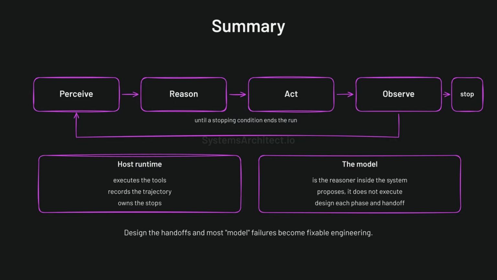An agent loop repeats perceive, reason, act, and observe until a stopping condition ends the run. The host runtime executes tools, records the trajectory, and owns stops. The model is the reasoner inside that system. Design each phase and every handoff deliberately, and most model failures turn into fixable engineering problems.